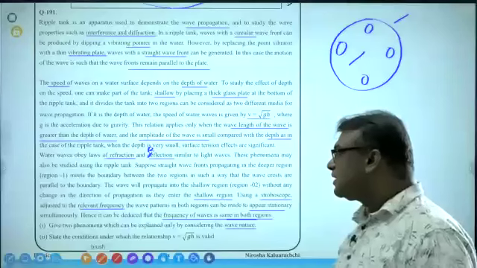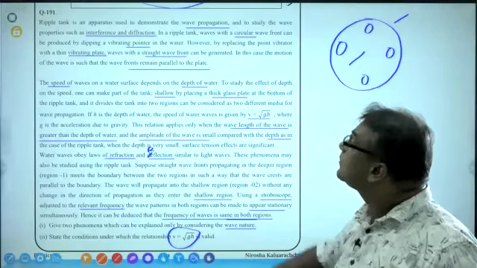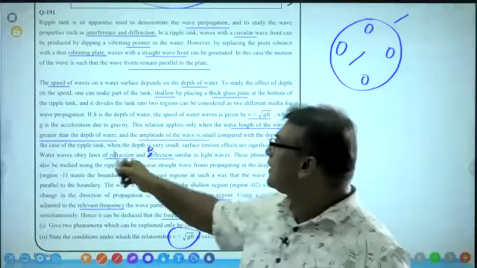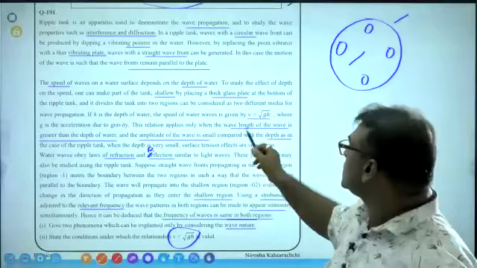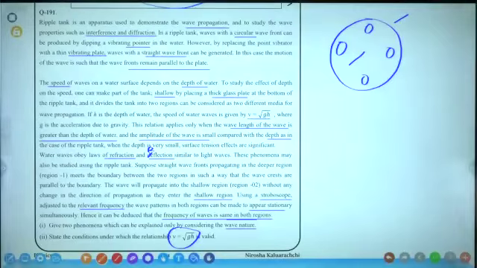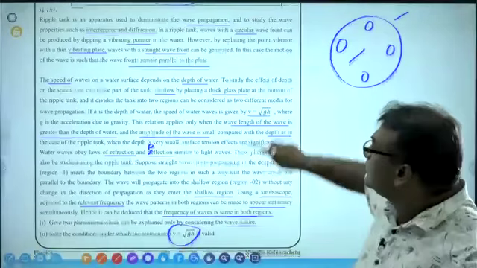Roman 2, state the conditions under which the relationship is valid. Here, we identified this one first. Wavelength of the wave greater than the depth of water, and amplitude of the wave is small compared with the depth in the ripple tank. Can we note this? Right. Next.